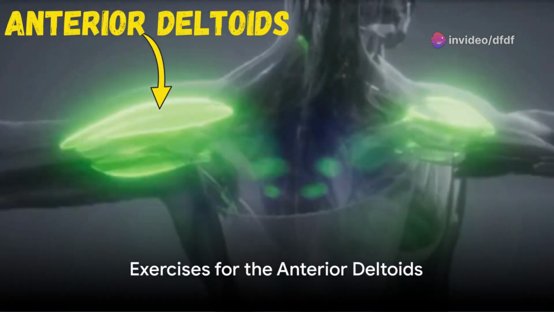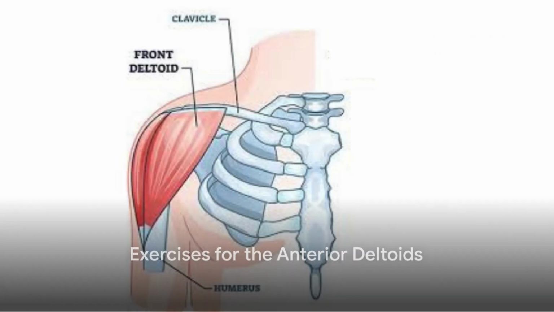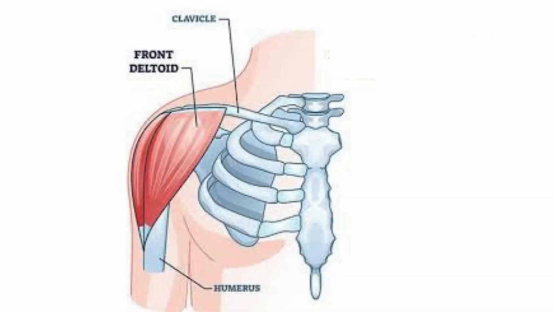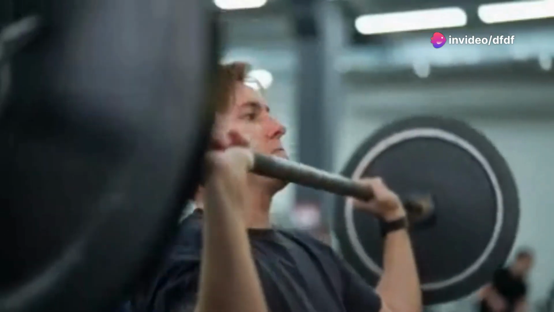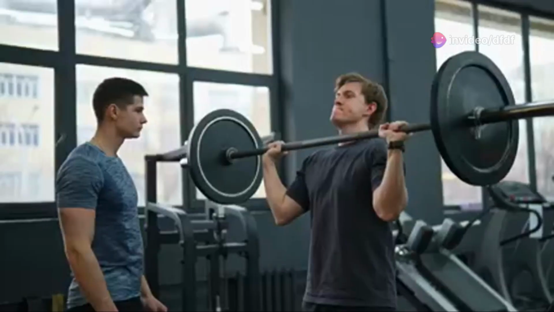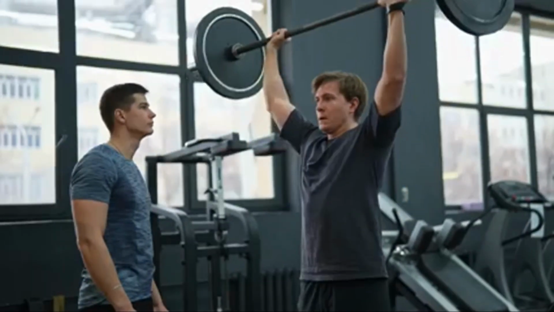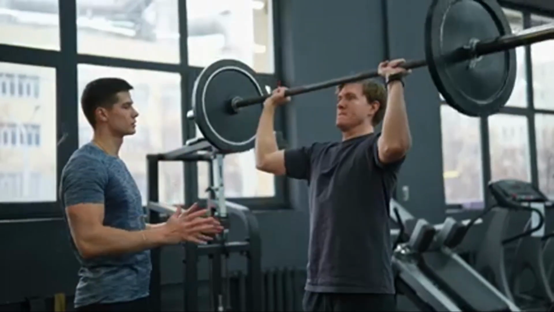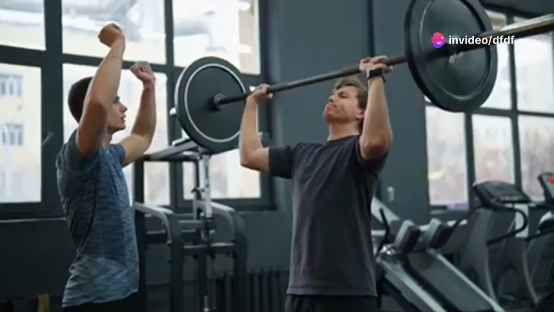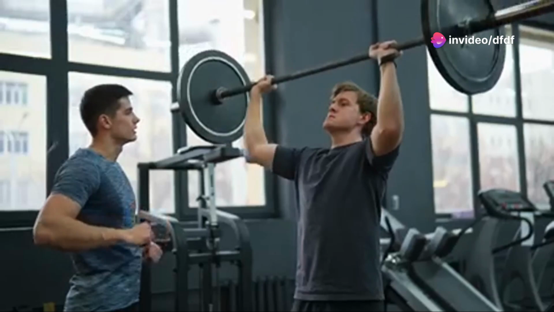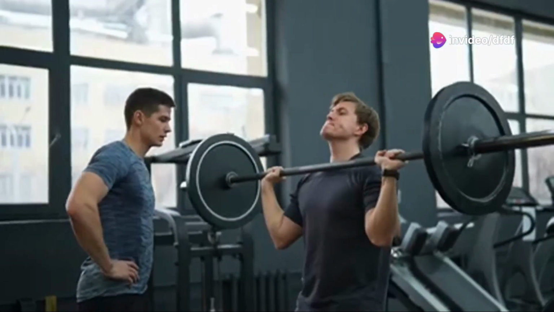Now let's pump up those front delts. Focusing on the anterior deltoids, or the front part of the shoulders, is crucial for achieving that rounded, three-dimensional look. Two of the most effective exercises for targeting this area are overhead presses and front raises. Starting with the overhead press, this compound movement not only engages your anterior deltoids, but also recruits the triceps and upper chest. It's a powerhouse of an exercise for overall shoulder development.